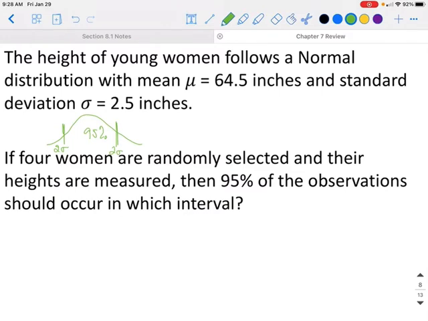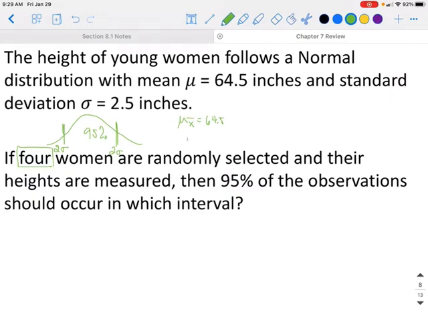We know that because the mean of the population is 64.5, the mean of the samples would also be 64.5. Before we can find our standard deviation for our sample, we first have to check that 10% condition. Since we are taking a sample size of 4 women, there are at least 10 times 4, or 40 women, in the entire population, so the 10% condition is met. So now we need to find the standard deviation for our sample.